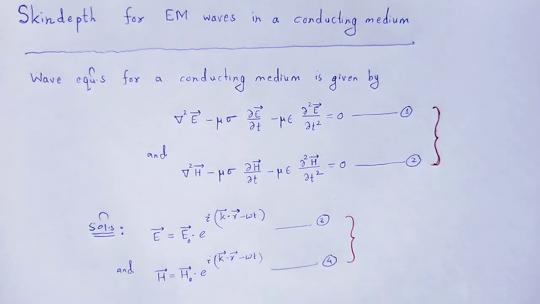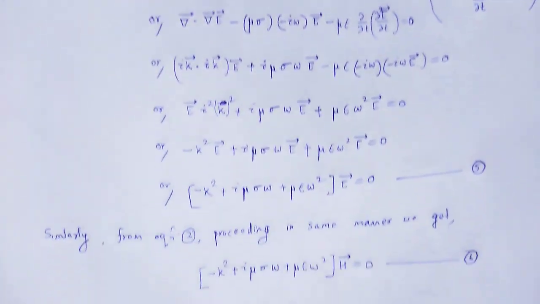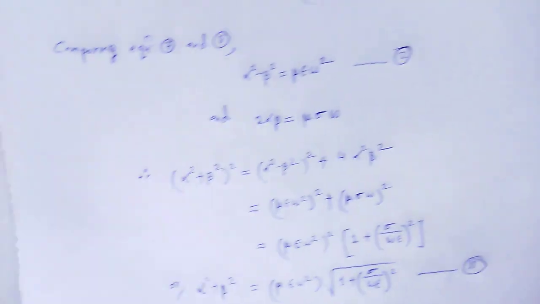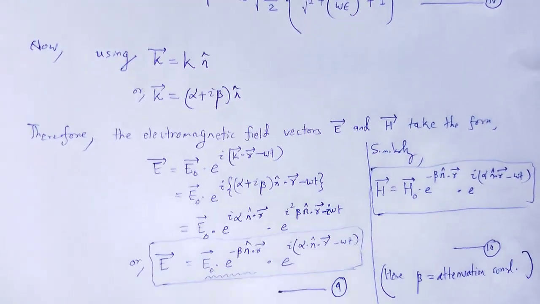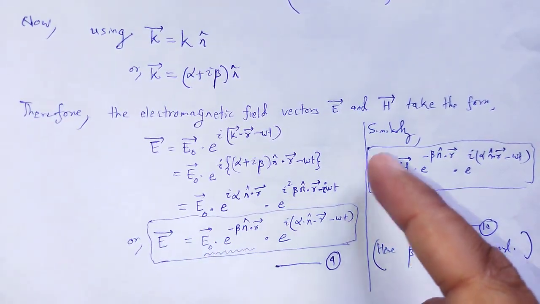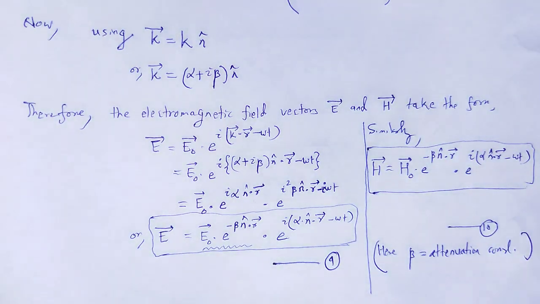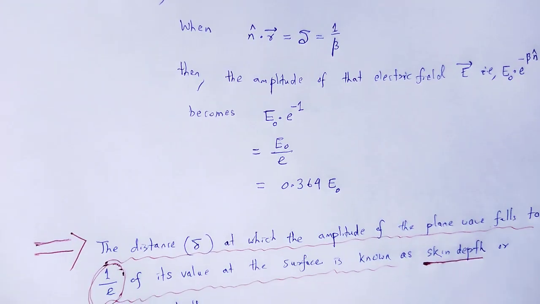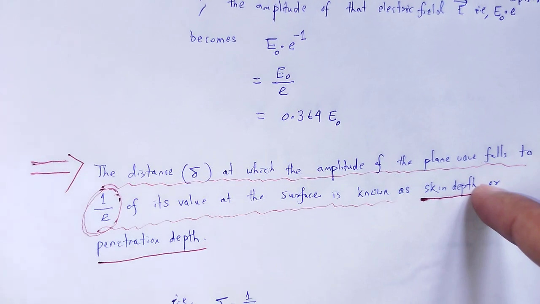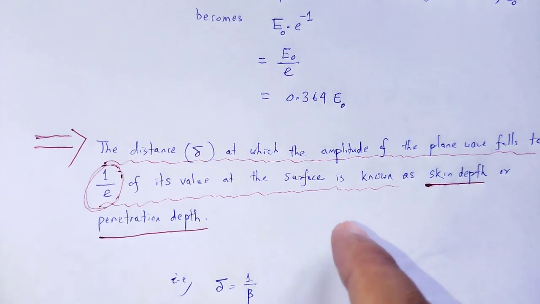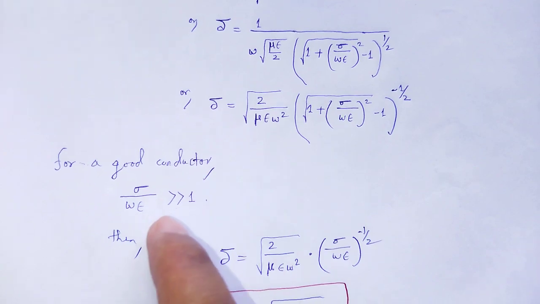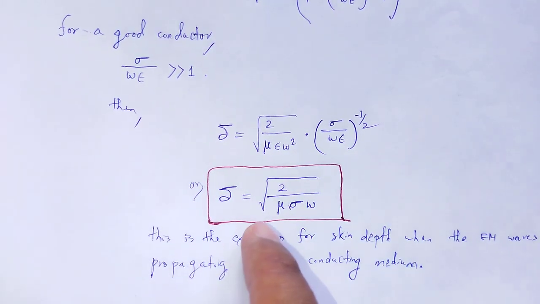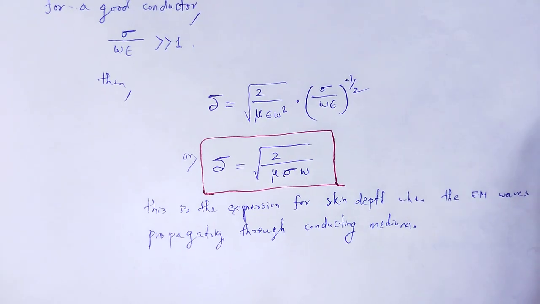So, with the help of this video lecture we understand the concept of skin depth for electromagnetic waves in a conducting medium. By changing parameters, we can show how electric field and magnetic field change. Under that condition, the distance at which amplitude of plane wave falls to 1 by e of its original value, or that at the surface, is called skin depth or penetration depth. That is the expression for skin depth for a good conductor.